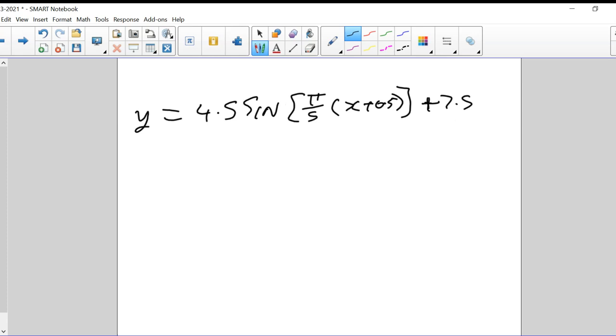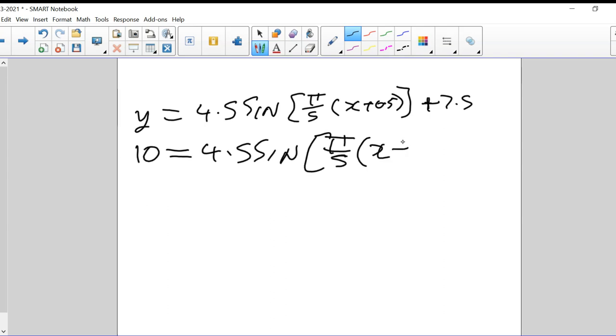So I want to go through the same process again, just to show you that whether we use sine or cosine, we should get the same answer. Do we have to go in a negative direction for this? We may. Let's see what happens. So first of all, set it equal to 10. So 10 equals 4.5 sine pi over 5 x plus 0.5 plus 7.5. Okay, same process.